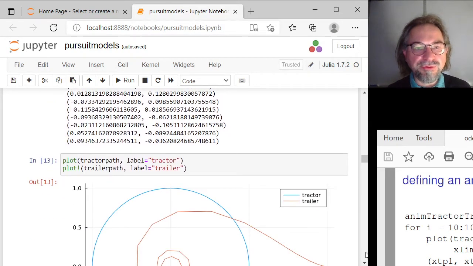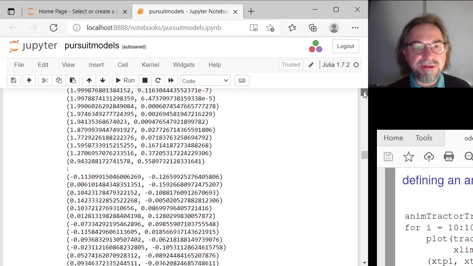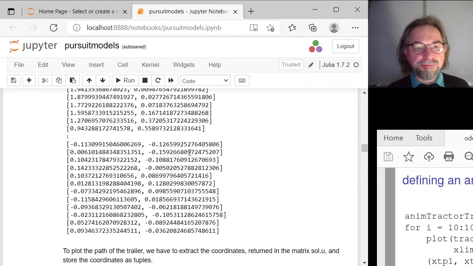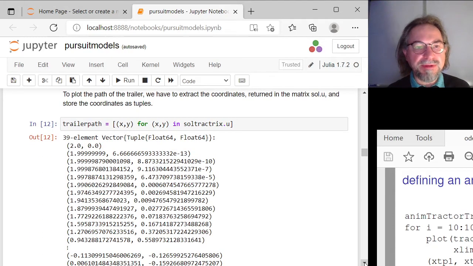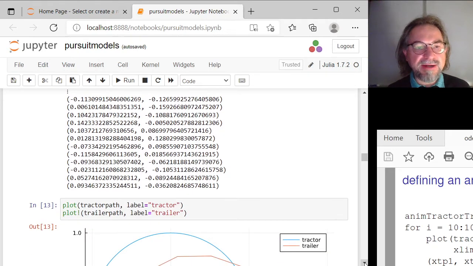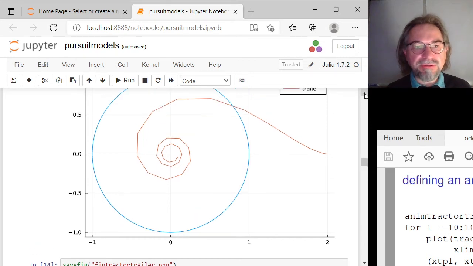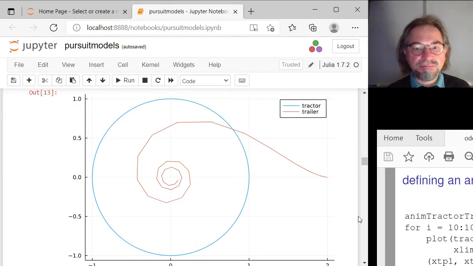Then I compute the trailer path. Actually, the trailer path here is extracting, so perhaps I should have pointed this out. You see from the output, the solution is a matrix with 2 columns, with in these columns the coordinates of the position of the trailer for the time span. For plotting purposes, we turn this into an array of tuples, extracting the x and the y. Here we have our first plot, which was actually not that smooth, but plausible.